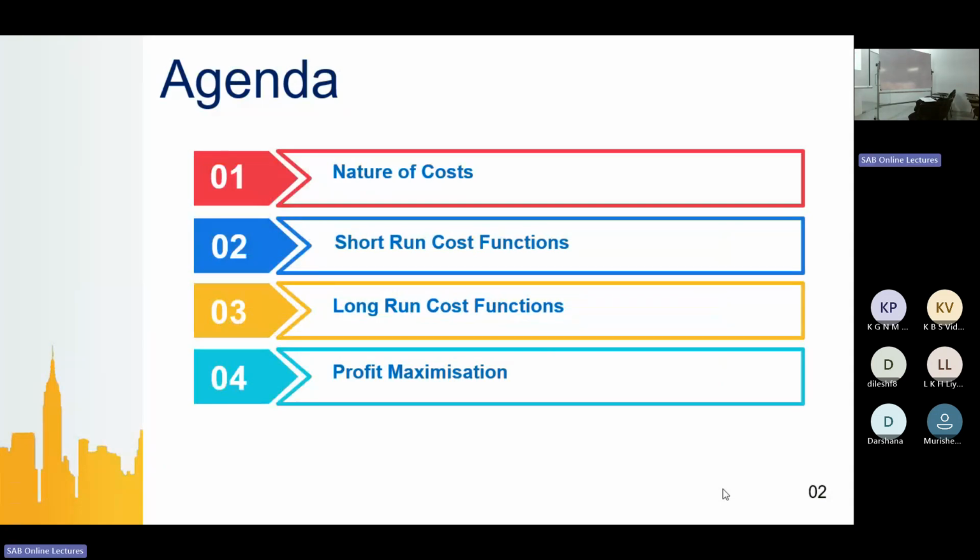They are accounting costs or out-of-pocket costs, actual costs. For example, if the firm purchases raw materials, let's say 100 kilograms of raw materials, and the unit price of raw materials is, let's say, 1 unit equals 10 rupees, the firm has to pay 100 into 10, 1,000 rupees out of pocket. That is accounting cost.